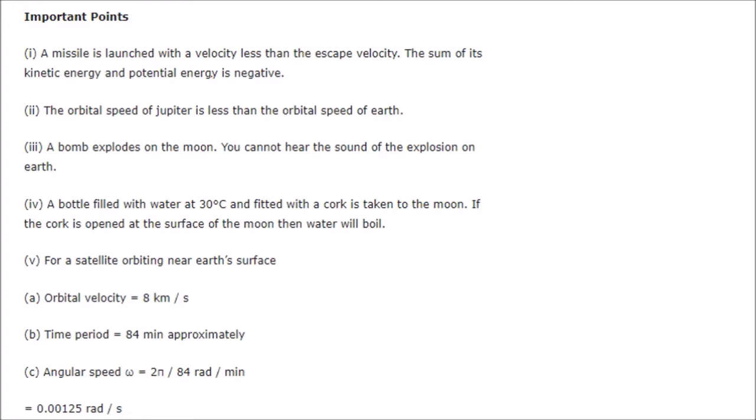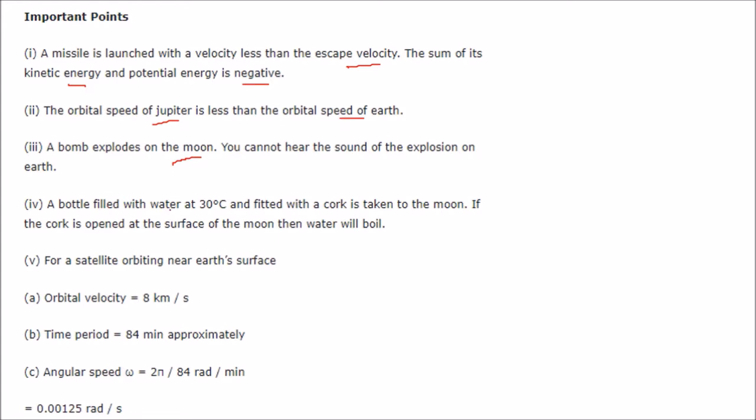Some important points: if a missile is launched with velocity less than the escape velocity, the sum of its kinetic energy and potential energy is negative. The orbital speed of Jupiter is less than the orbital speed of Earth. If a bomb explodes on the moon, you cannot hear the sound of the explosion on Earth. You will not be able to hear it.